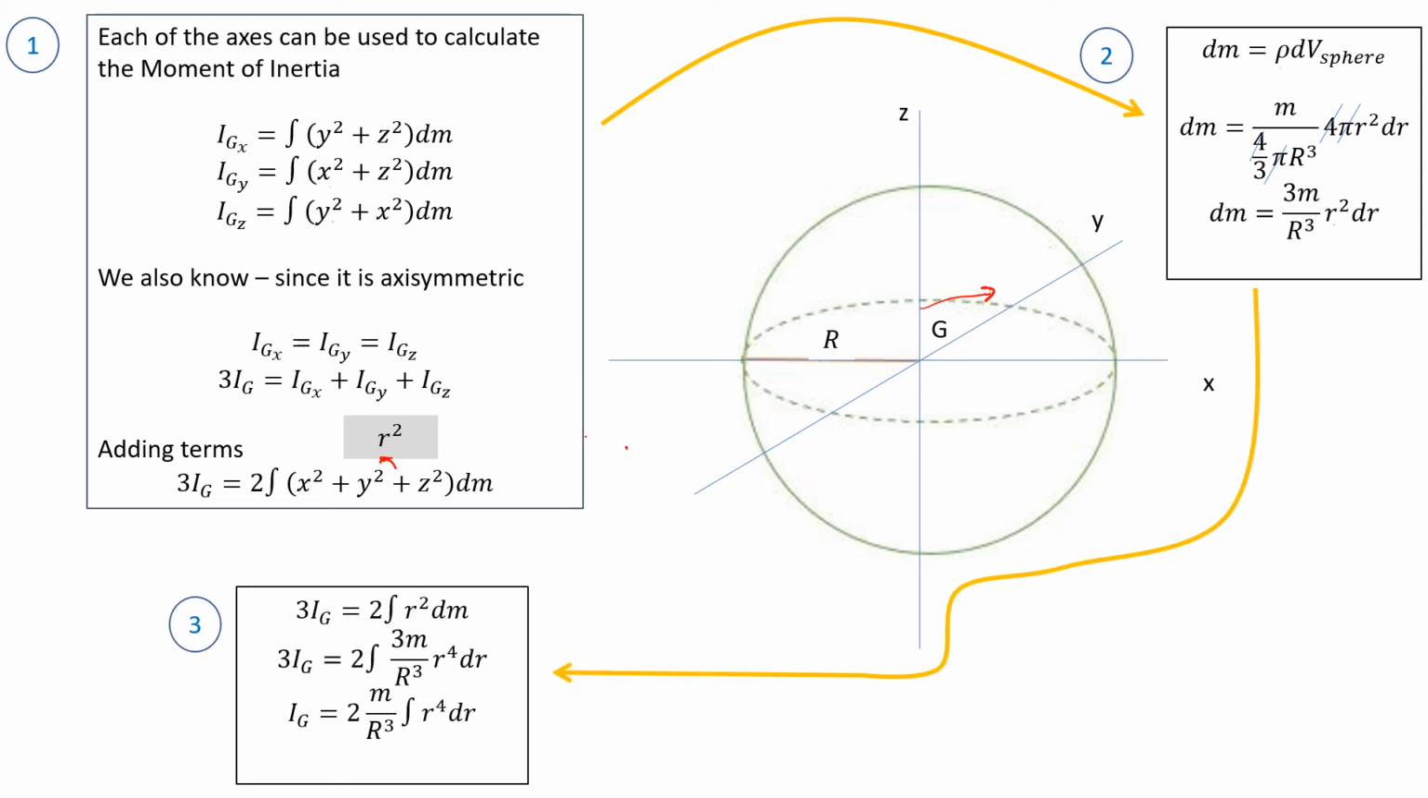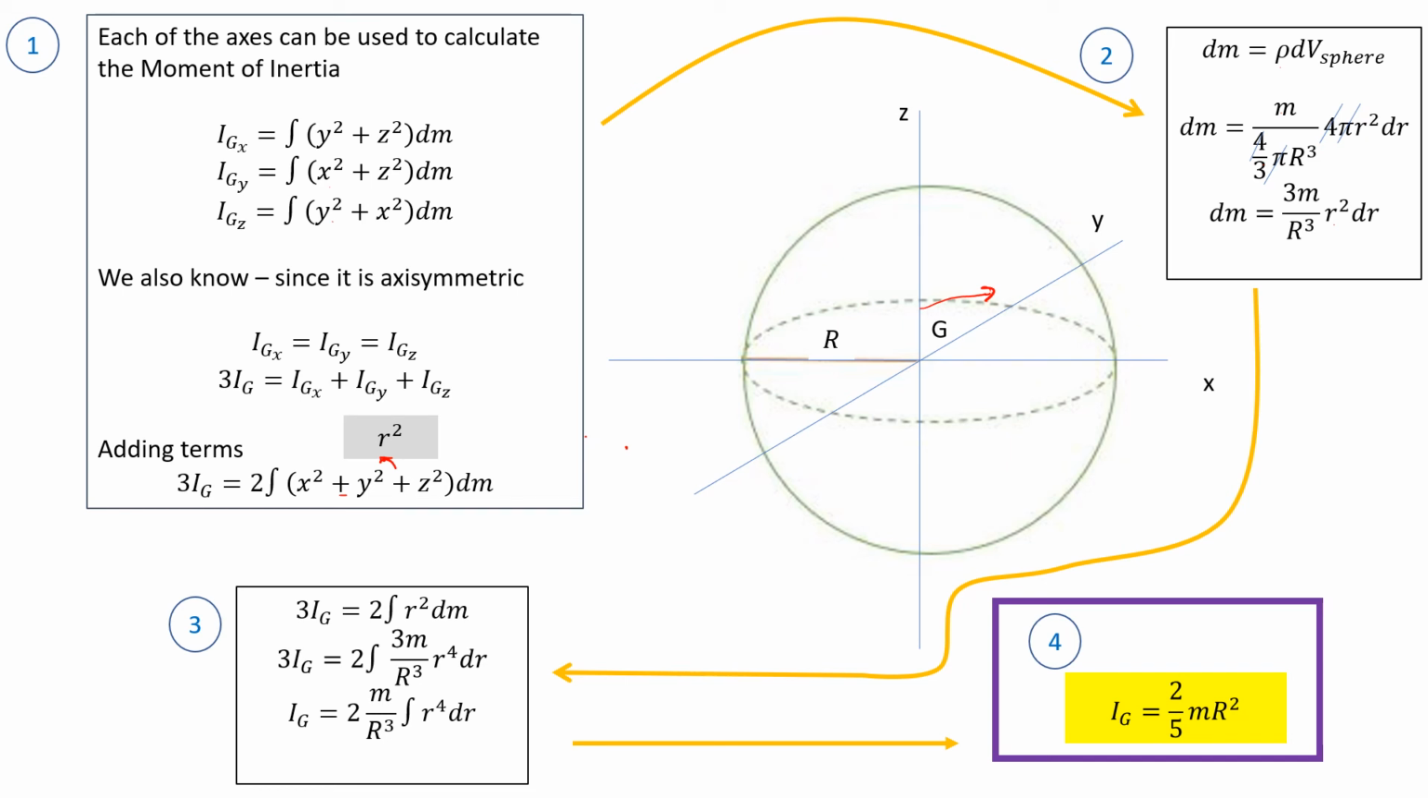So if I put the terms together, I say, well, 3IG equals twice the integral of r squared dm. There you go, going back to this expression up here. Put in the terms for dm, 3M over R cubed, r fourth dr. I end up with IG equals 2M over R cubed, integrated r fourth dr. And I end up with the one term that I'm not going to use ever directly. I wouldn't normally derive this on an exam, but it's one that's really useful for you to know how to do, or just to see. IG equals 2/5 MR squared.